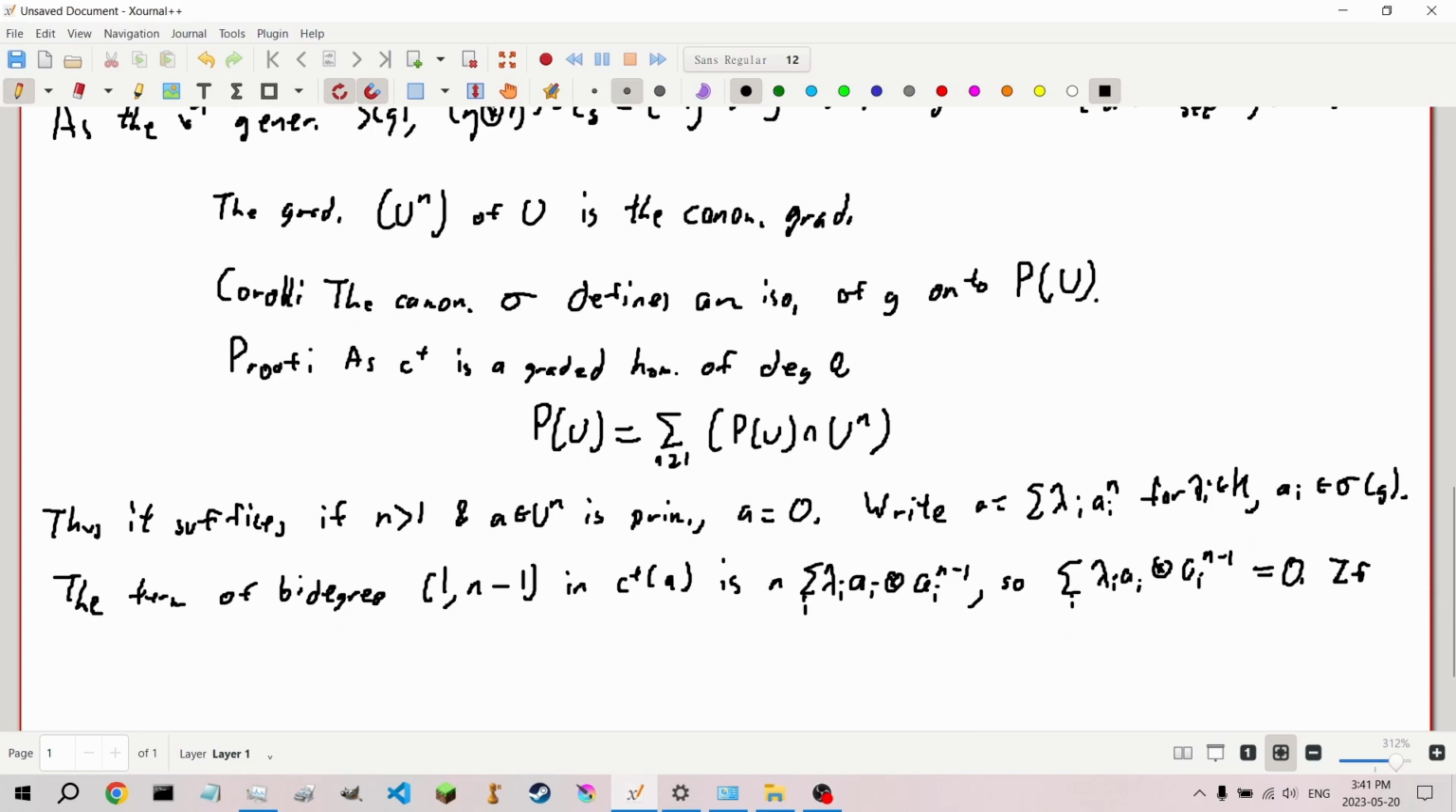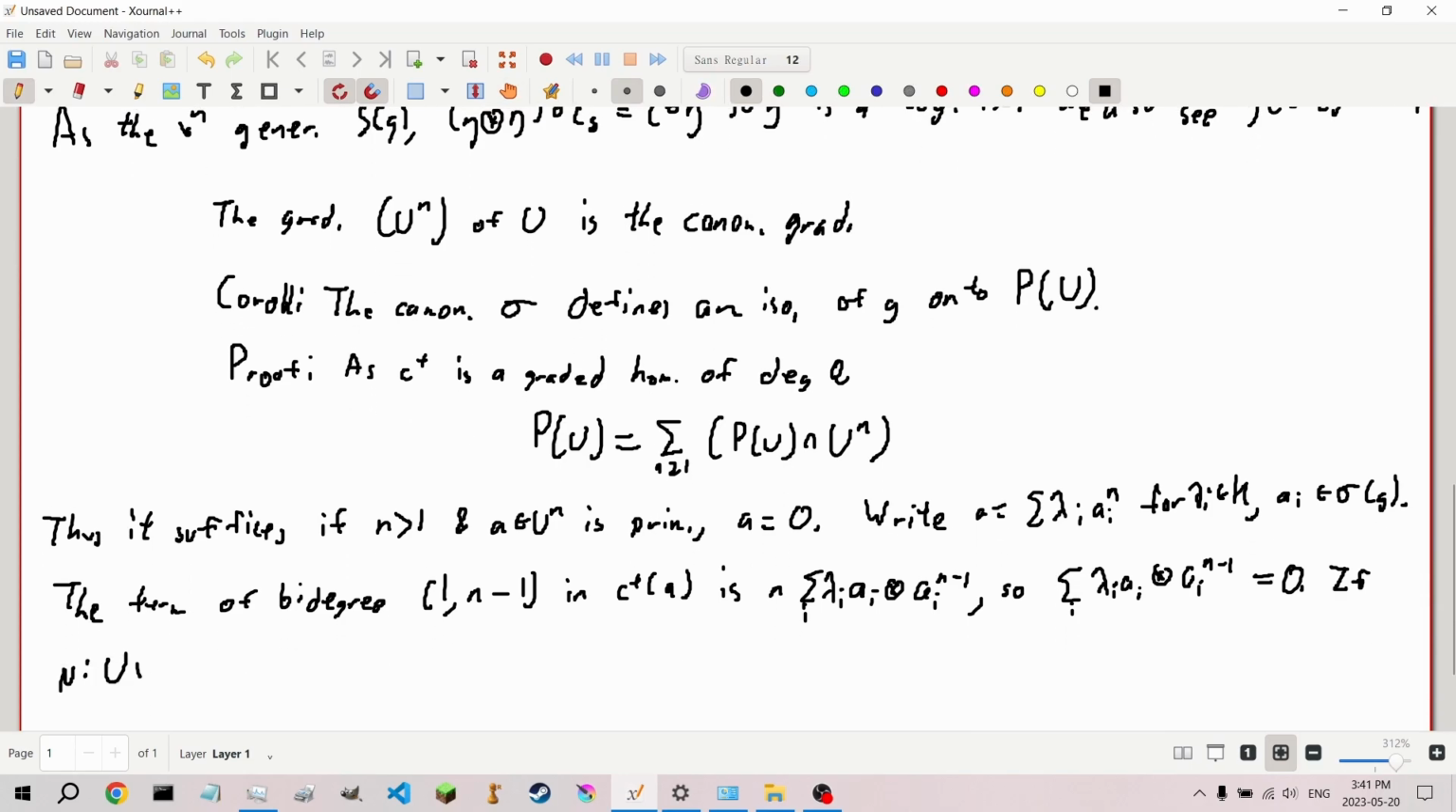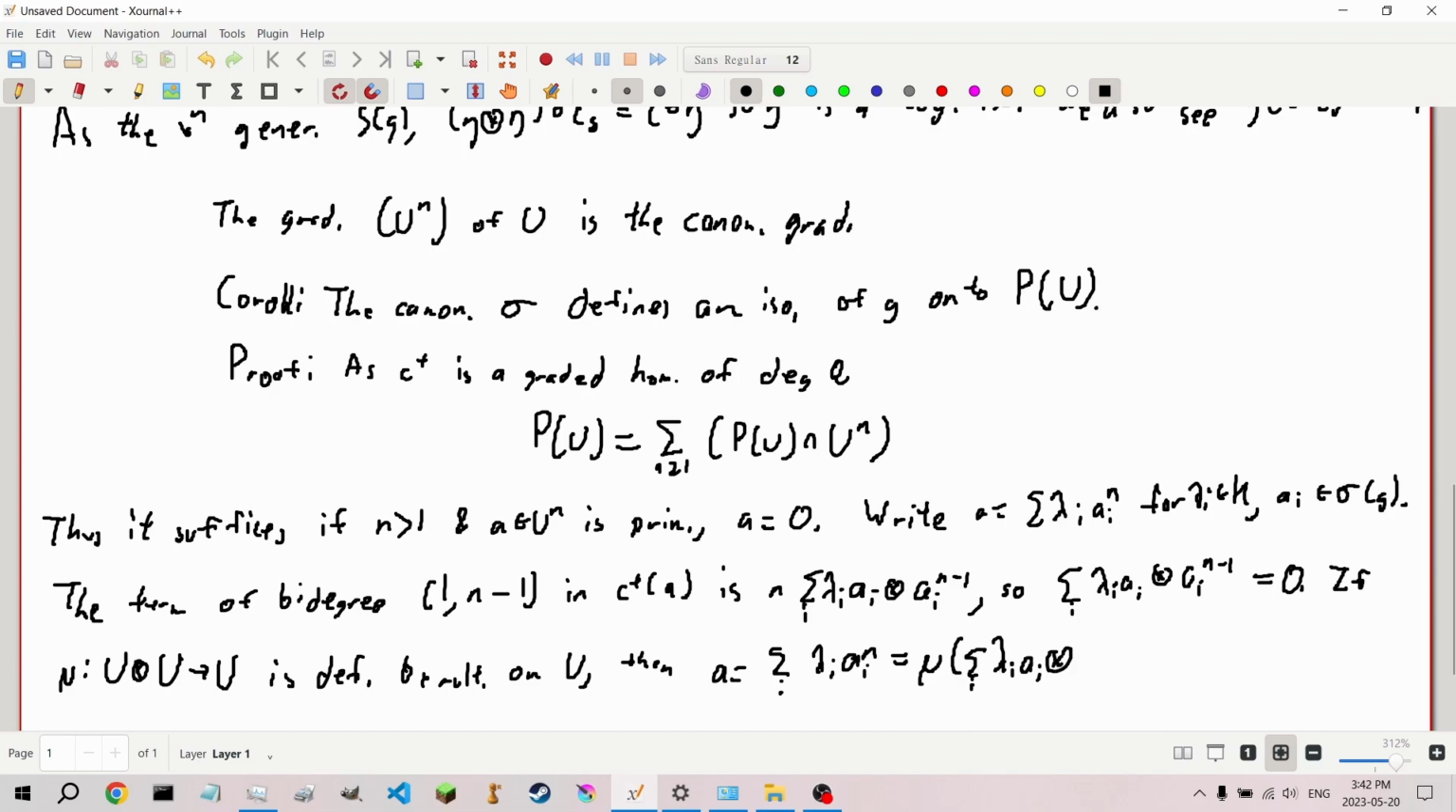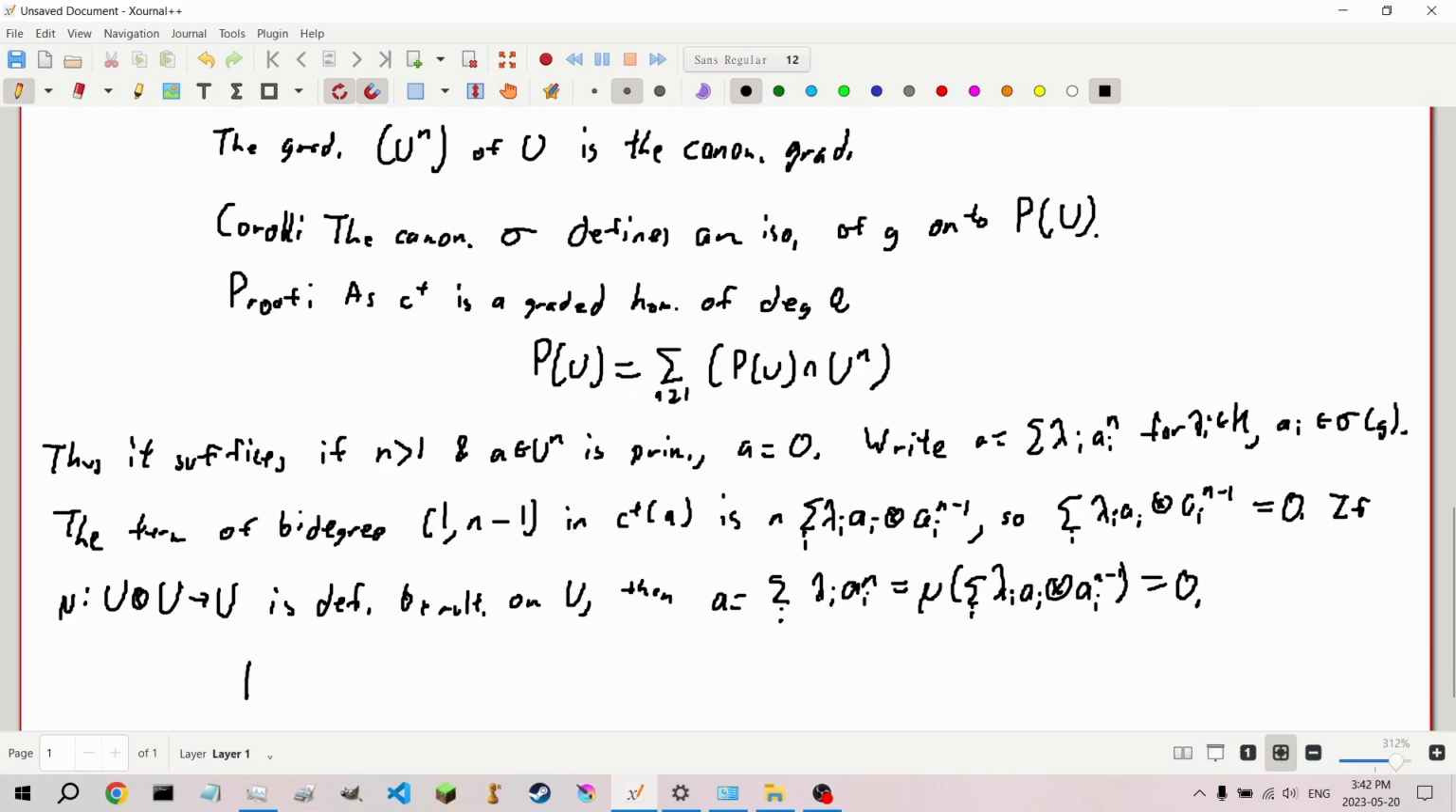If the map mu from U tensor U into U is defined by multiplication on U, then a is, as before, the sum across i of lambda i ai to the n, which is mu of the sum of i of lambda i ai tensor ai to the n minus 1, which as is from above 0, and so we're done.